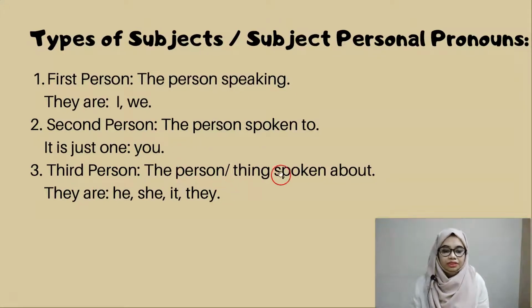Third person, the person or thing spoken about. So they are he, she, it, and they. So these are all pronouns. So I'm not saying that apart from he, she, it, and they, there can be no other third person. There can be, but right now we are talking about subject personal pronouns. So he, she, it, and they are the personal pronouns which are used for third person.